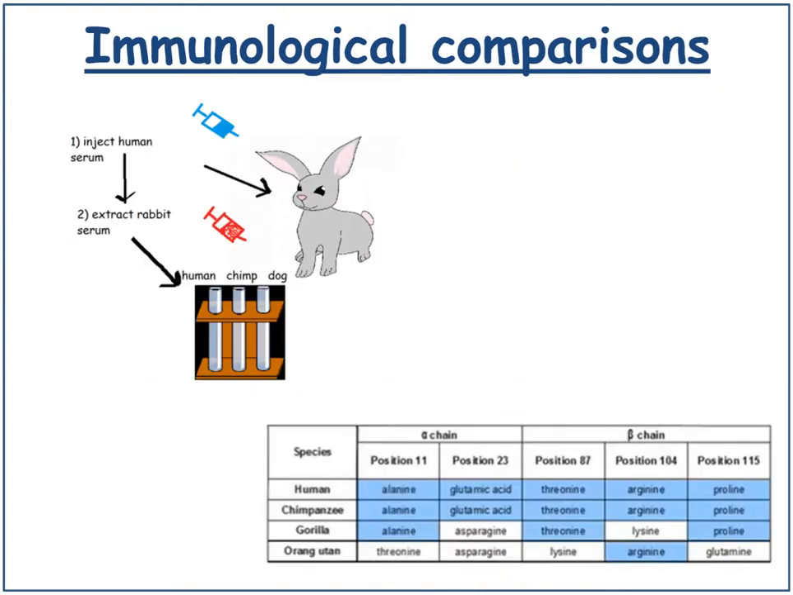Okay, so you can see that human and chimpanzee have the same amino acids at different positions. The gorilla has a few differences at positions 23 and 104. The orangutan, compared to the human, only has one that matches.